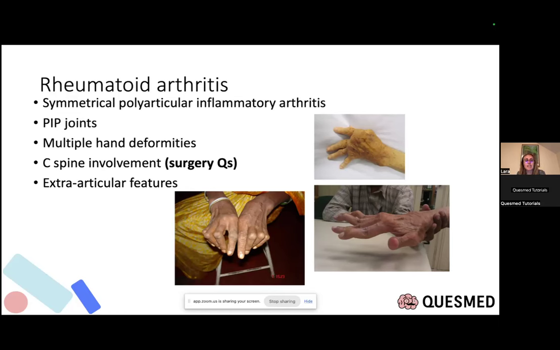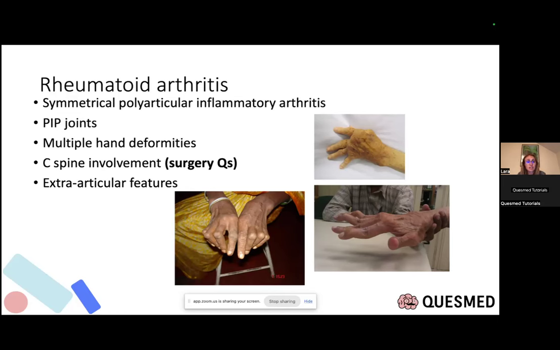C-spine involvement here, again, isn't actually just academic. Patients with rheumatoid arthritis can have atlantoaxial subluxation. And there is this rumor, and I don't know how true it is, that they had a rheumatoid arthritis patient at a hospital in the last 5 to 10 years, and an anaesthetist did a jaw thrust on them and gave them a spinal cord injury because they did a hemisection through the spinal cord. So it's a surgery question. It does happen. Be aware of it.